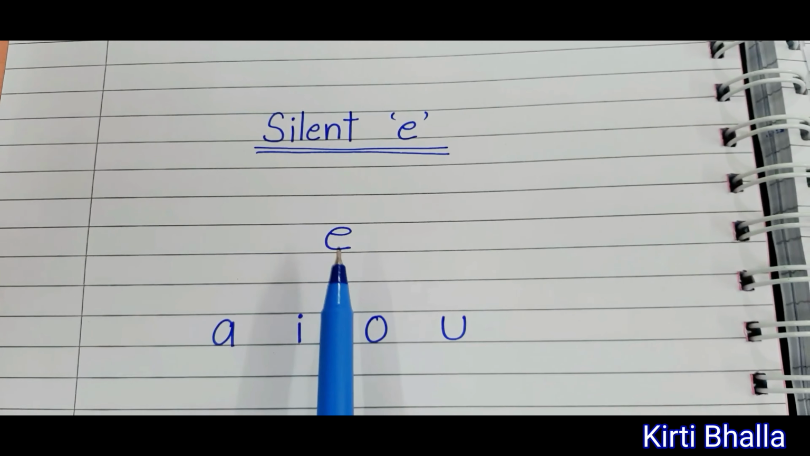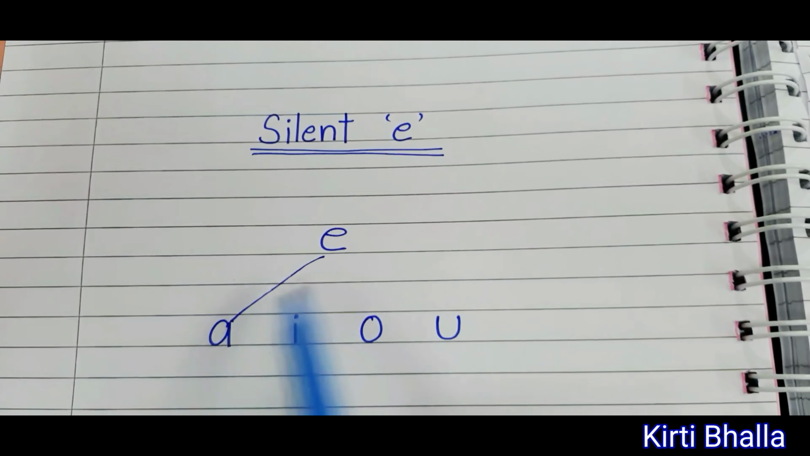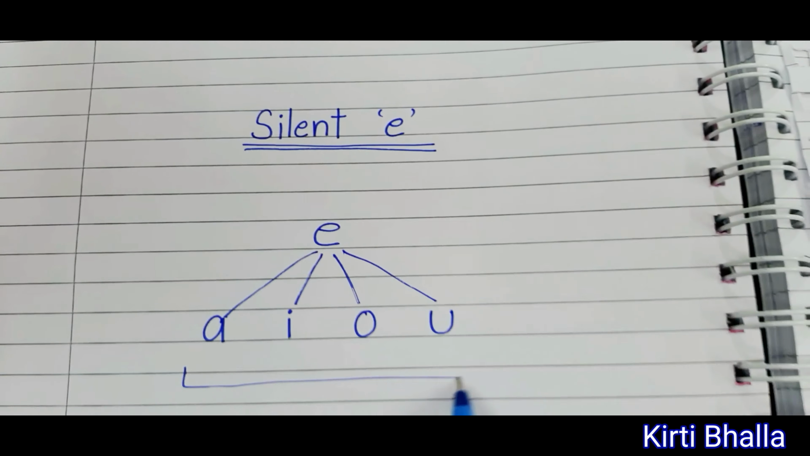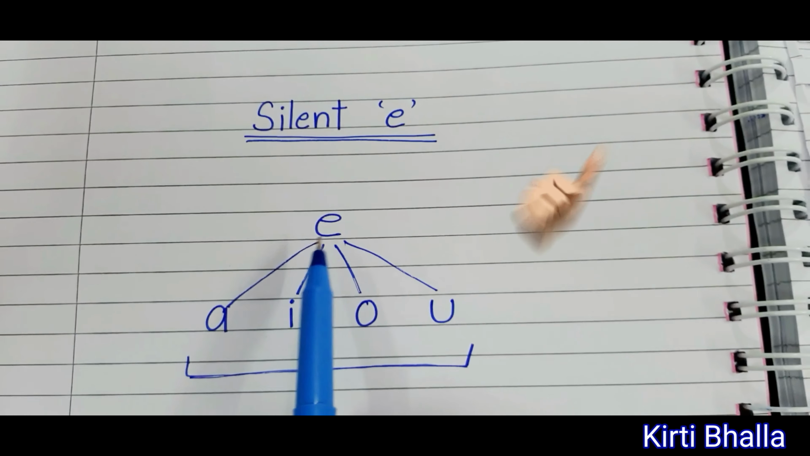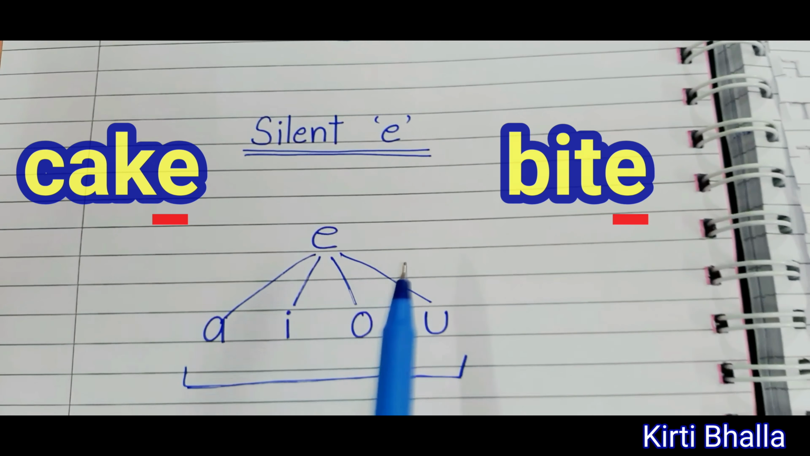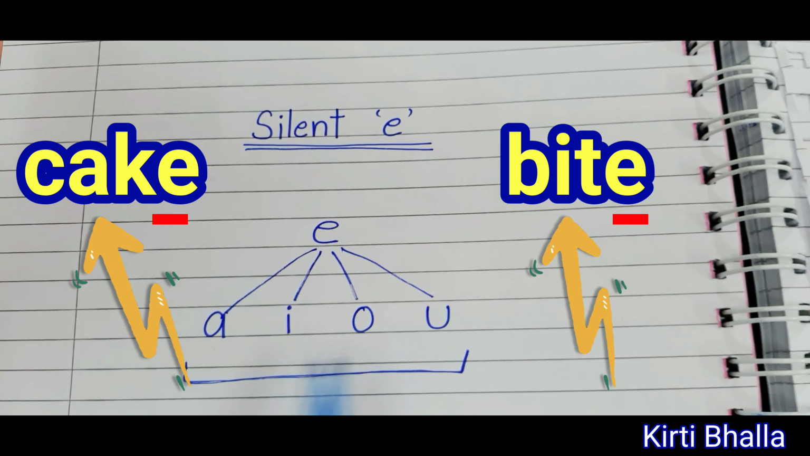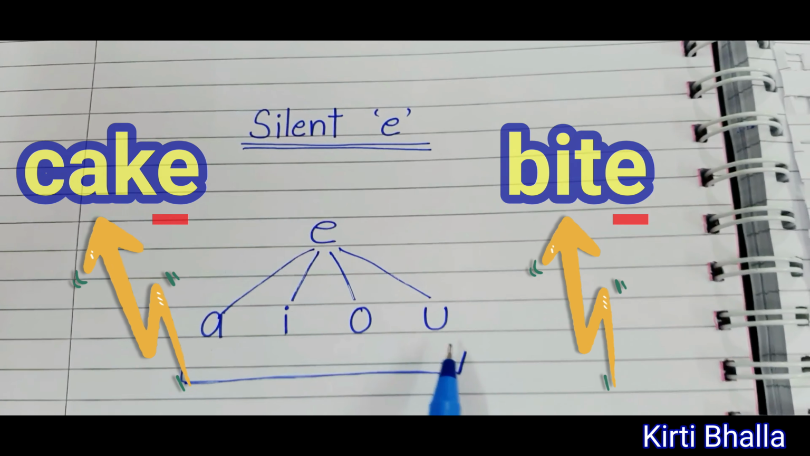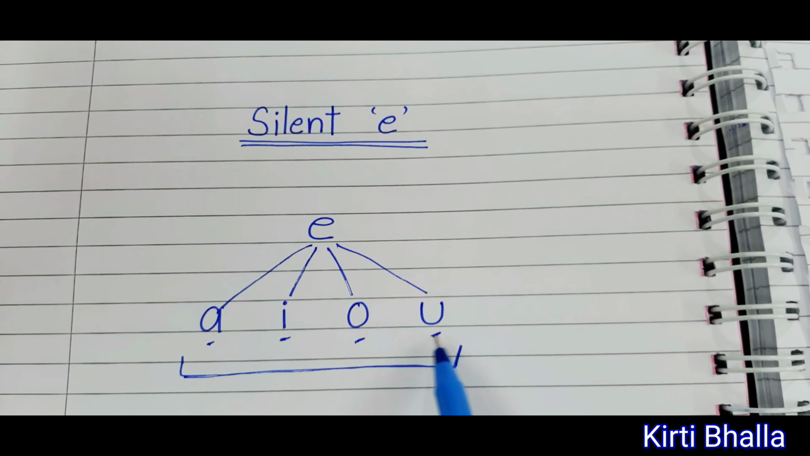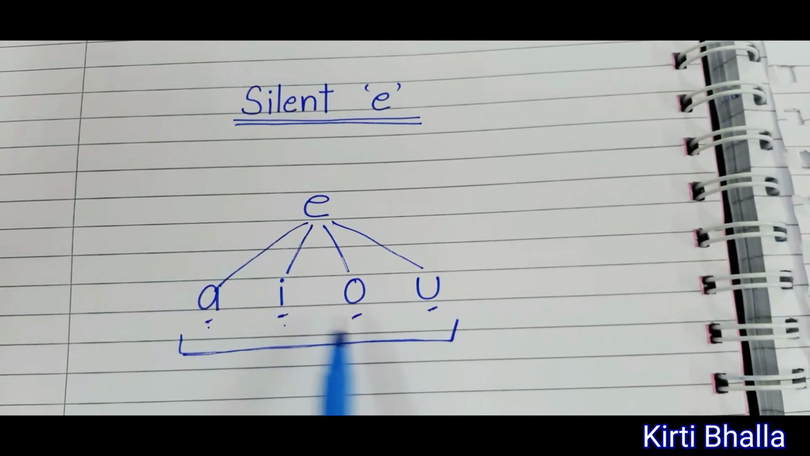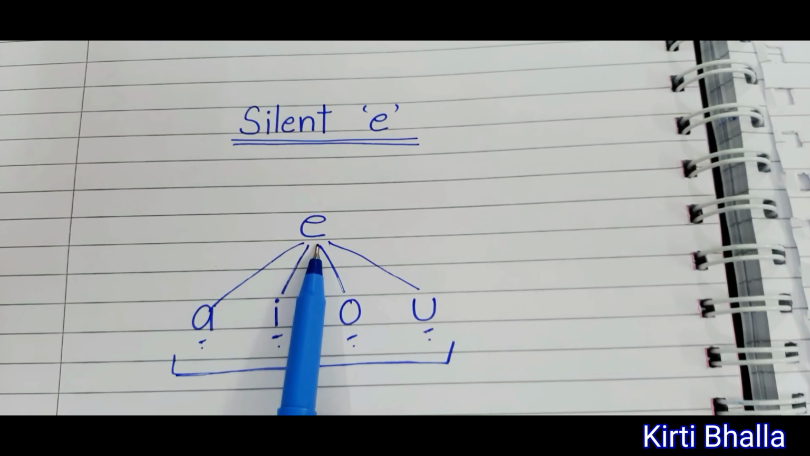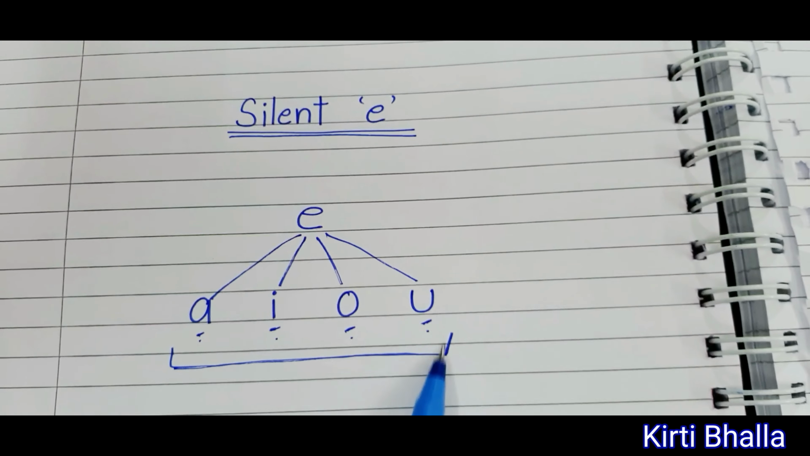Now, this letter E shows its magic only with A, I, O, U. These are the special friends of letter E, which means that when we see letter E after any of these letters in any word, we say their name. We do not say their sound. We say its name, and this letter E shows its magic only with these special friends.